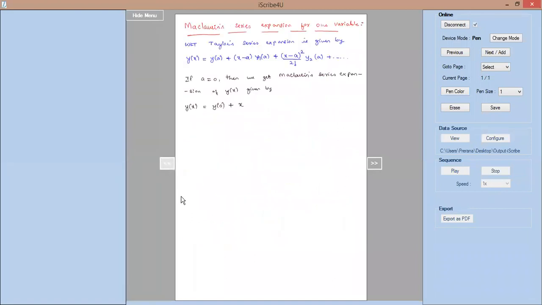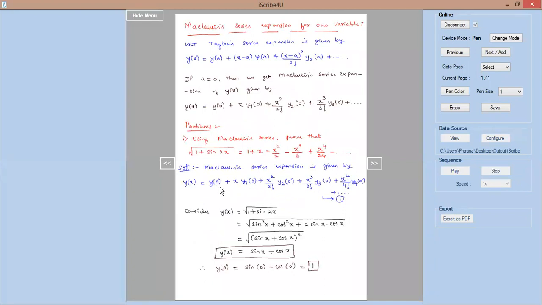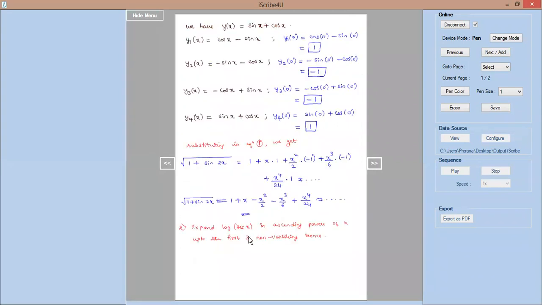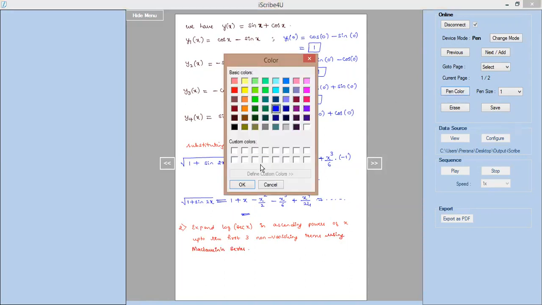Obviously, when we have the series in the Maclaurin format, it is in ascending powers of x. So we need to obtain log of secant x, taking the function y of x as log of secant x. We need to obtain the Maclaurin series expansion of log of secant x up to 3 non-vanishing terms, using Maclaurin's series. The method name will usually be mentioned for us. So let us take up the solution for the same.